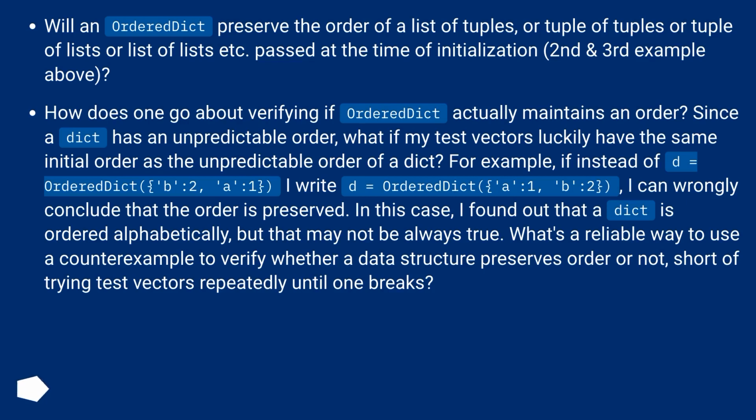What's a reliable way to use a counterexample to verify whether a data structure preserves order or not, short of trying test vectors repeatedly until one breaks?